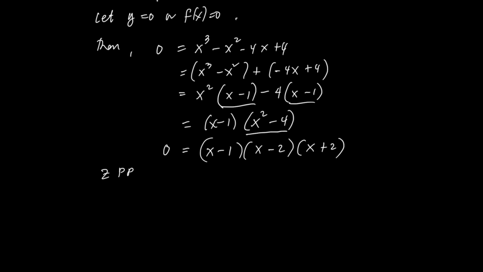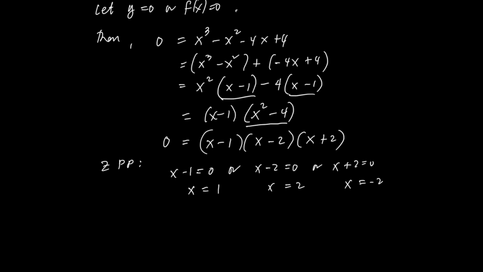Since this is equated to 0, we can use the zero product property, which is x minus 1 equals 0, or x minus 2 equals 0, or x plus 2 equals 0, which implies that x equals 1, x equals 2, x equals negative 2.